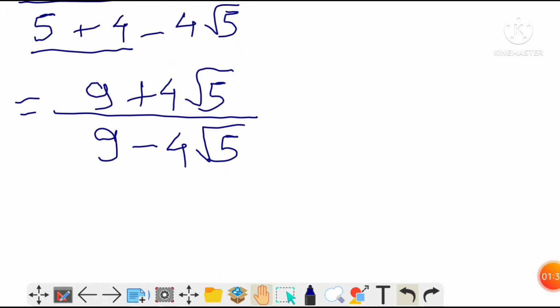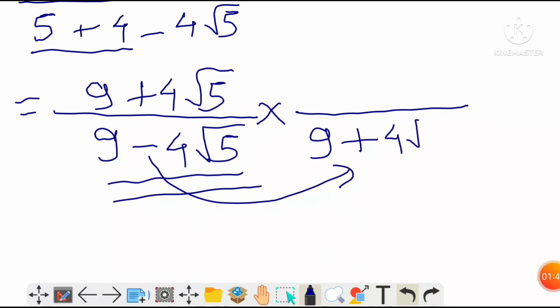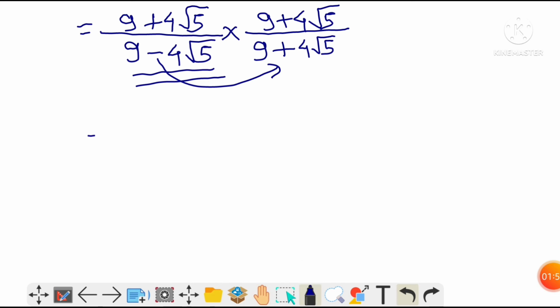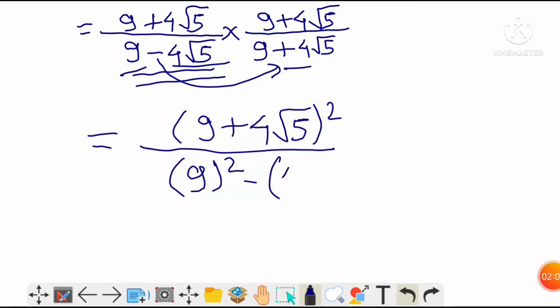Now again we'll have to rationalize the denominator since we have root 5 in the denominator. So we are taking positive as the rationalizing factor, that is 9 plus 4 root 5. Now by multiplying, in the numerator we'll have 9 plus 4 root 5 into 9 plus 4 root 5, 9 plus 4 root 5 whole square. And in the denominator, a plus b into a minus b, that is a square minus b square, 9 square minus 4 root 5 whole square.